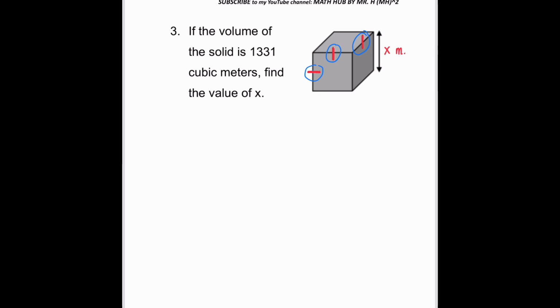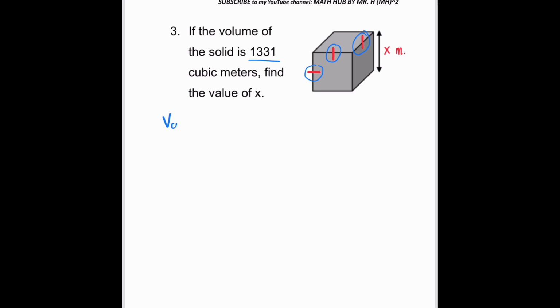So basically, the length of this and that one are the same. So if one of them is different, definitely it's not going to be a cube. Okay. So, and we were also given the volume of the solid, which is 1,331.